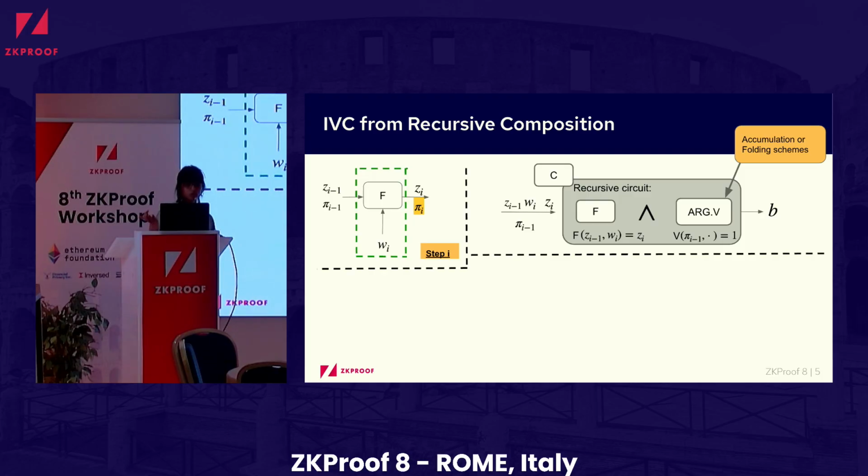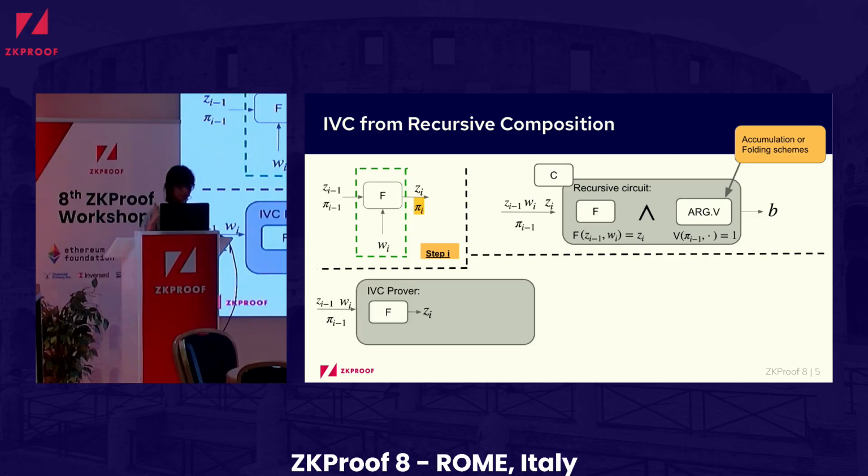In general, you don't need to use a full argument system to do this construction. What you can use are slightly weaker primitives called accumulation schemes or folding schemes. And they're nicer because they're very lightweight, so your IVC construction is better. And right, so the prover gets these previous step outputs and the local witness Wi. It will compute the function for step i. And now it has all the inputs to invoke the argument or snark prover on this recursive circuit and get the proof for this step.